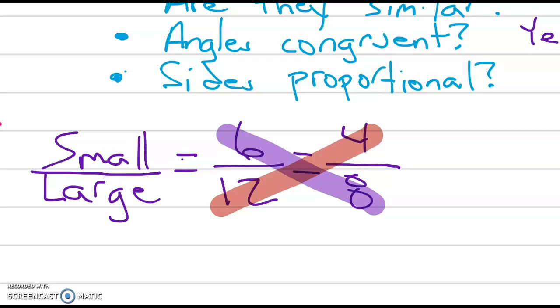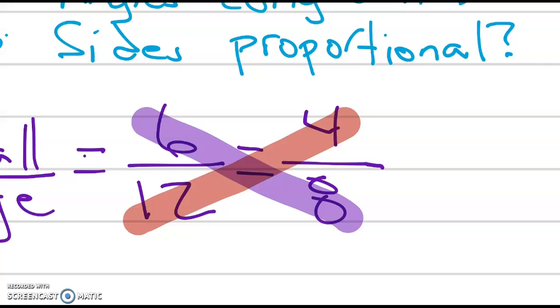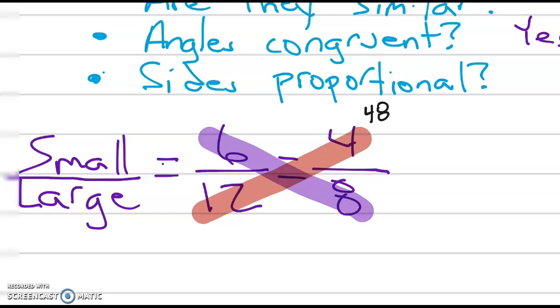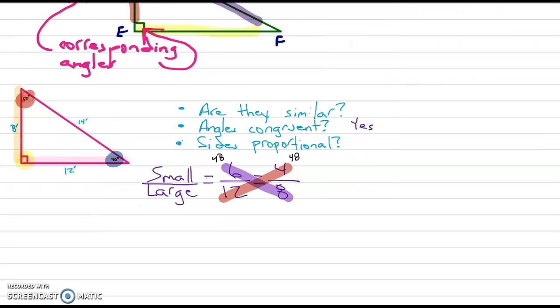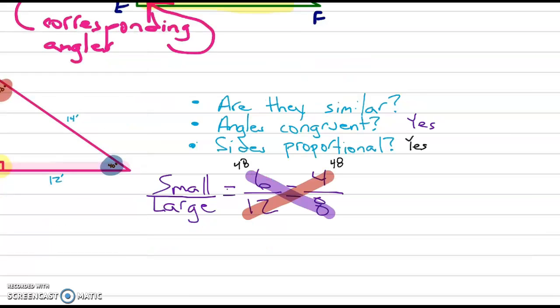And if those values are the same, then we know that they are proportional, meaning equal. Okay, so 12 times 4 is 48, and 8 times 6 is also 48. So are the sides proportional? Yes, they are. So are these figures similar? Yes, they are.